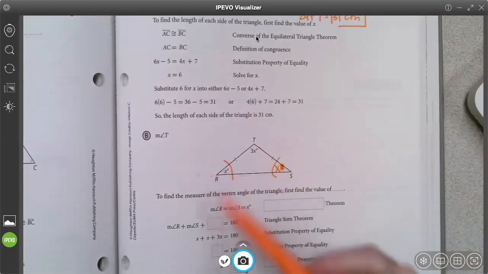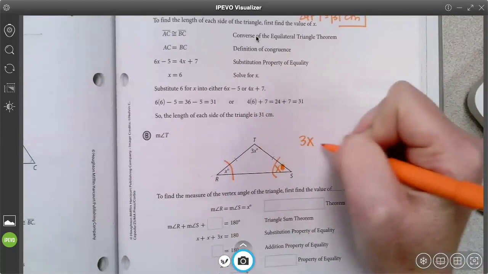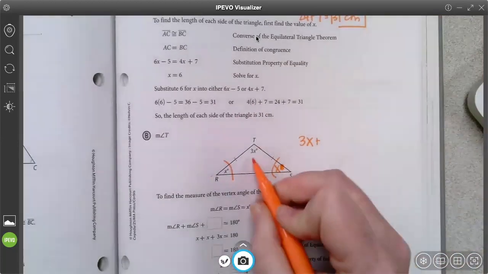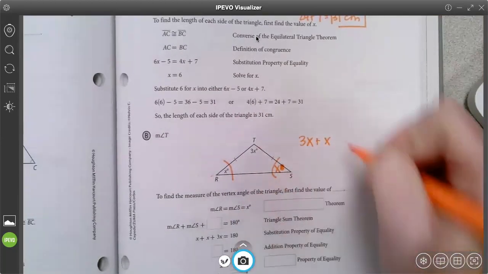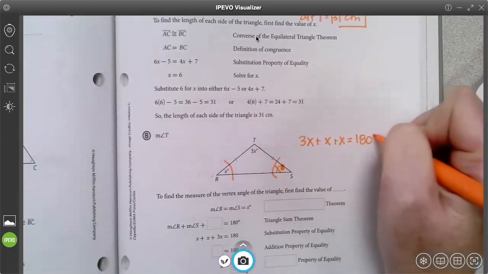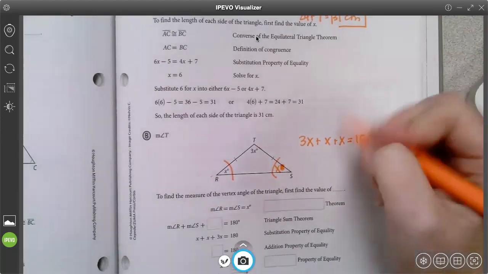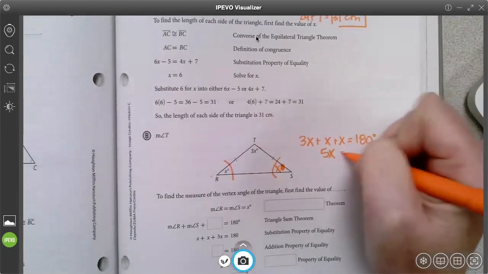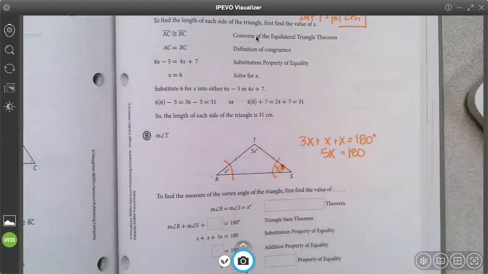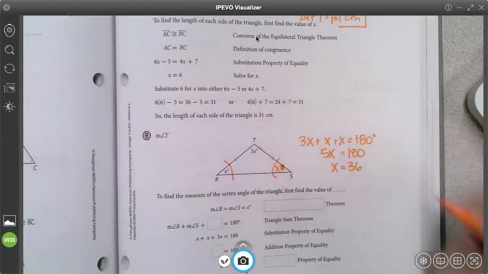So now we have all 3 of our angles filled in, and we can use our triangle sum theorem to write an equation. 3x plus x plus another x, all 3 angles, add up to 180 degrees, because there's 180 degrees in any triangle, as you'll remember from the last lesson. So we combine like terms on the left. We get 5x equals 180. Divide by 5, and x is equal to 36.